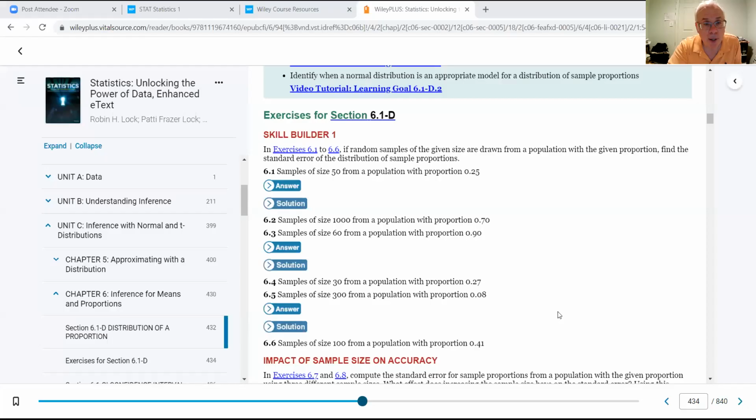And share the book. All right. And of course, all these examples are the same thing. You just take the sample size and multiply by the proportion p, and then you do n times 1 minus p. Okay. And by the way, let's look at 6.4 here. Sample size of 30, 0.27 is the proportion.